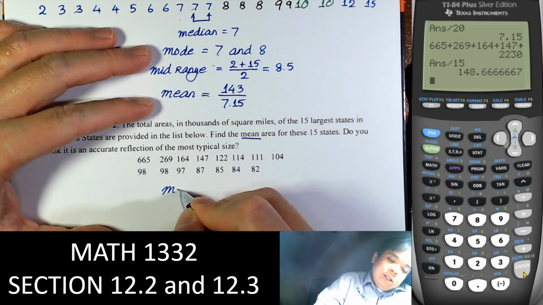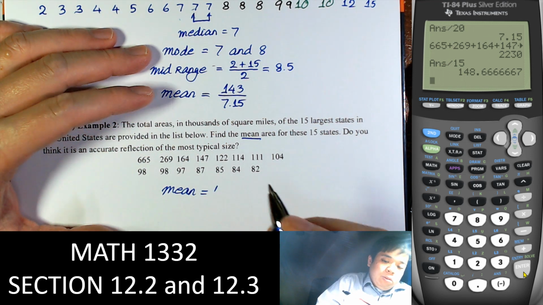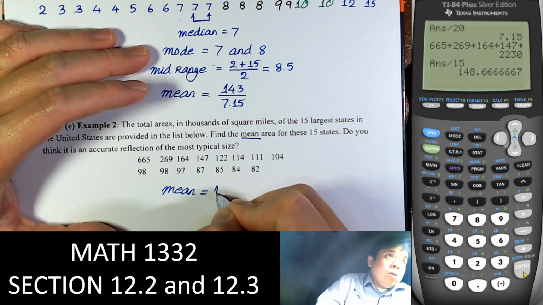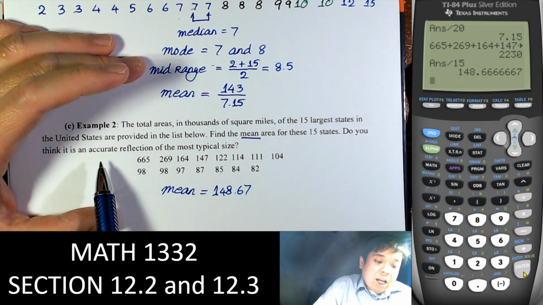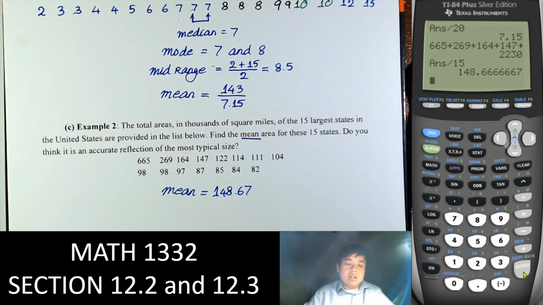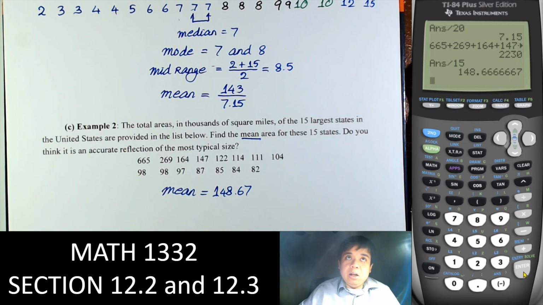So the mean is 148.67. Do you think that accurately reflects the most typical size? The answer is no, because there are some very high numbers. I think that is Alaska and Texas. Those two numbers are so big that they change the scale of things.